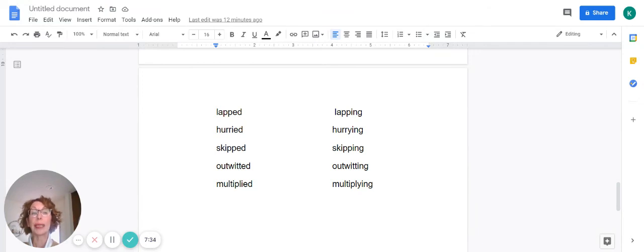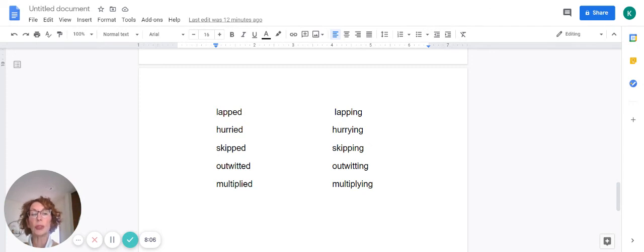Great, next group of words, I'll say them. Outwitted, outwitting. 3 syllables. Outwitted, outwitting. If you listen closely, clap those out. Outwitted, outwitting. The syllable break is in between that double consonant, and we did apply the double the final consonant rule before we added the ed and ing.